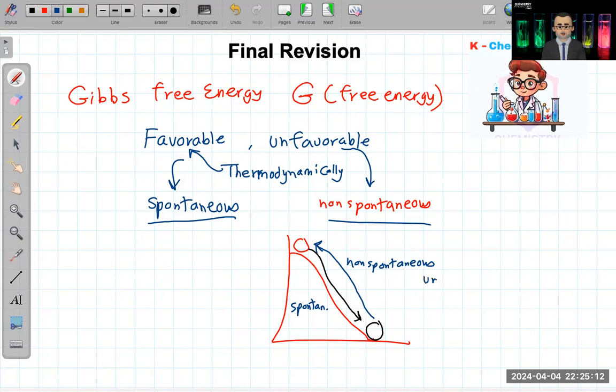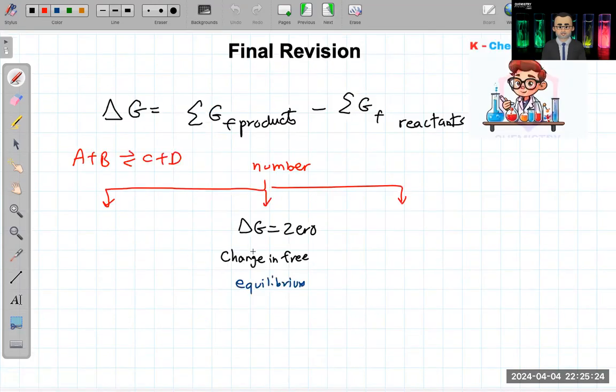This is favored going from up to down, and it is unfavored going up. It's non-spontaneous going up, but spontaneous going down. If there is no up or down and both possibilities are equal, this means delta G is at equilibrium. If delta G comes as a negative value, this means that this reaction is thermodynamically favored.